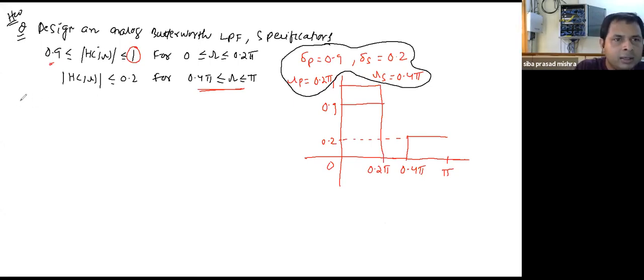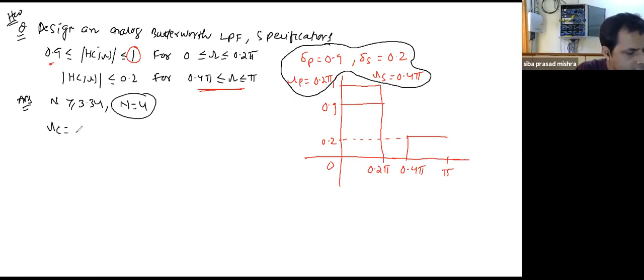I will give the values also, so that you can verify. You will get n greater than or equal to 3.34, that is, n equals 4. And omega c you will get 0.24 pi. That's all. Then n is given, omega c is given, use these to design the Butterworth filter. So this is your homework. You have to include this in the assignment. Then one more question.